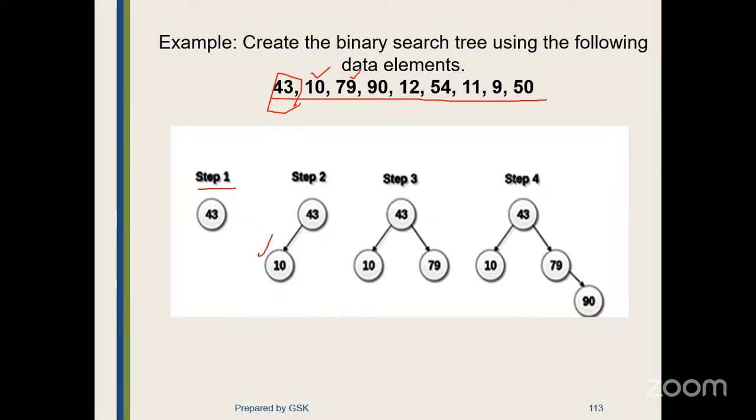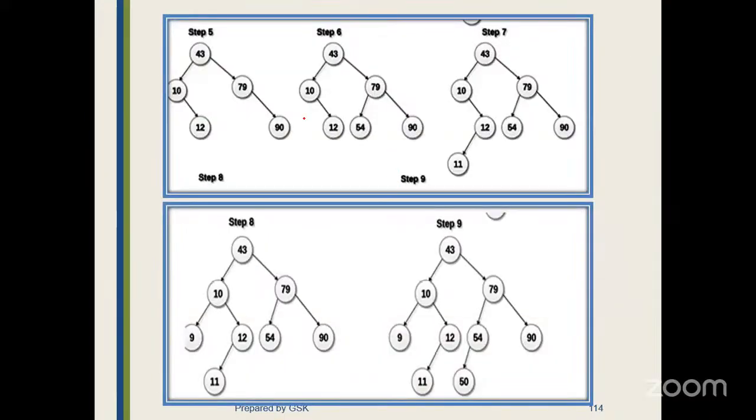Next one is 79. 79 is greater than 43, right? And that's why you create 79 as a right subtree for the root node 43. Then 90. 90 is greater than 79. So you must create a right subtree for the 79. After 90, you have 54. So you must create it as a left subtree for the 79.